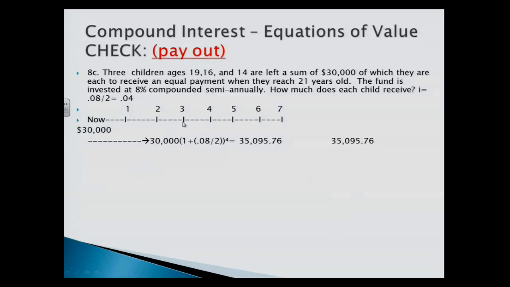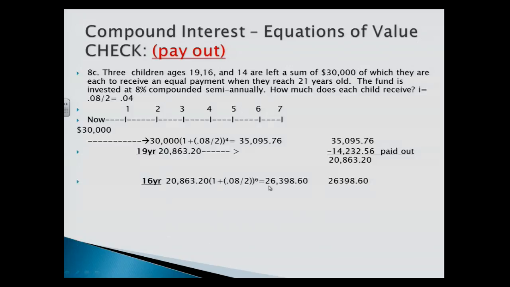Well, we've got to give that child their inheritance. We subtract out that $14,232.56. We paid it out to them. So we have $20,863.20 after the payment to the 19-year-old. We find a future value of that at 5 years, when the 16-year-old turns 21. That future value is $26,398.60 at 5 years. Well, now we owe the 16-year-old, who is now 21, his $14,000.